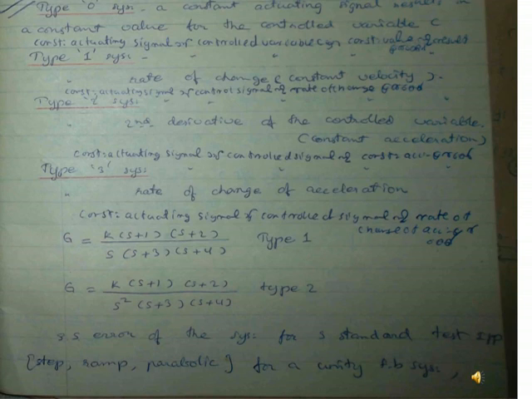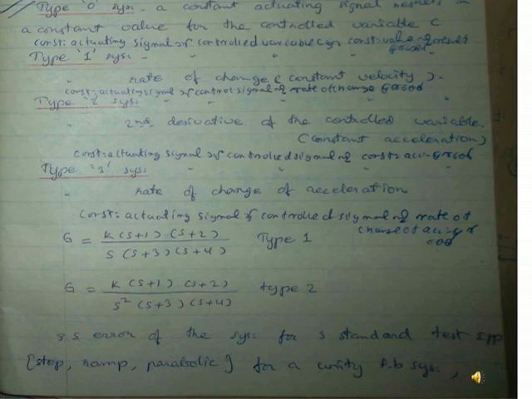Type 3 system, located. Type 1 system: the gain of the system is G equal to K multiply S plus 1 multiply S plus 2 divided by S multiply S plus 3 multiply S plus 4.